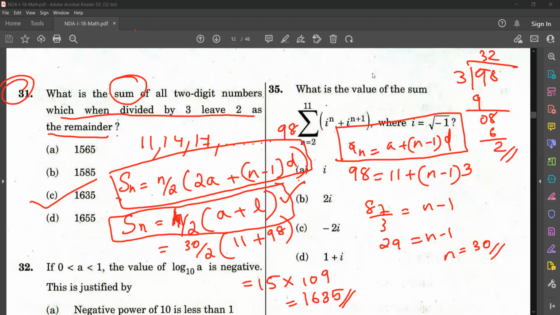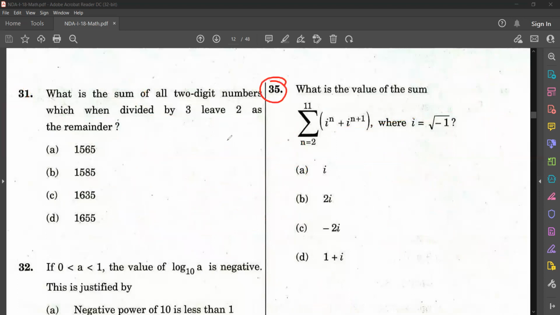So moving on to the next question. See question number 35. What is the value of the sum, sigma n equal to 2 to 11, of i raised to n plus i raised to n plus 1, where i is equal to root of minus 1?